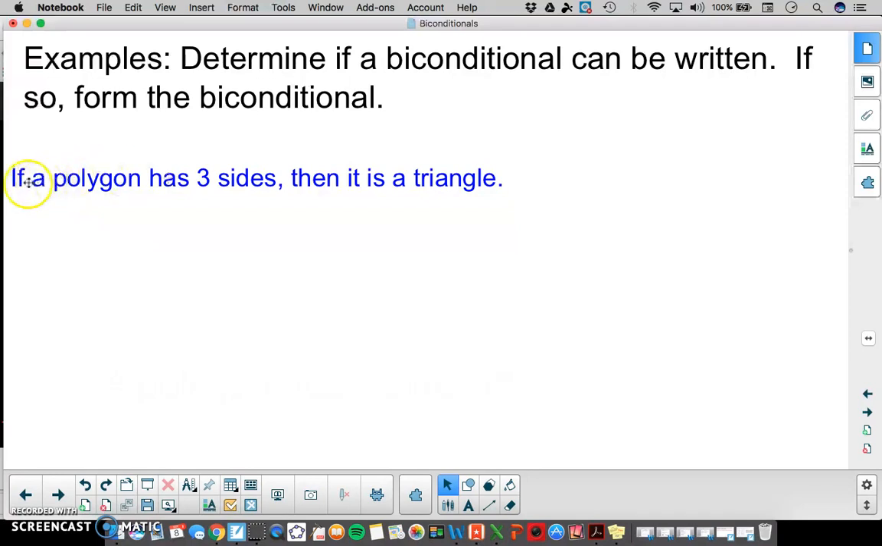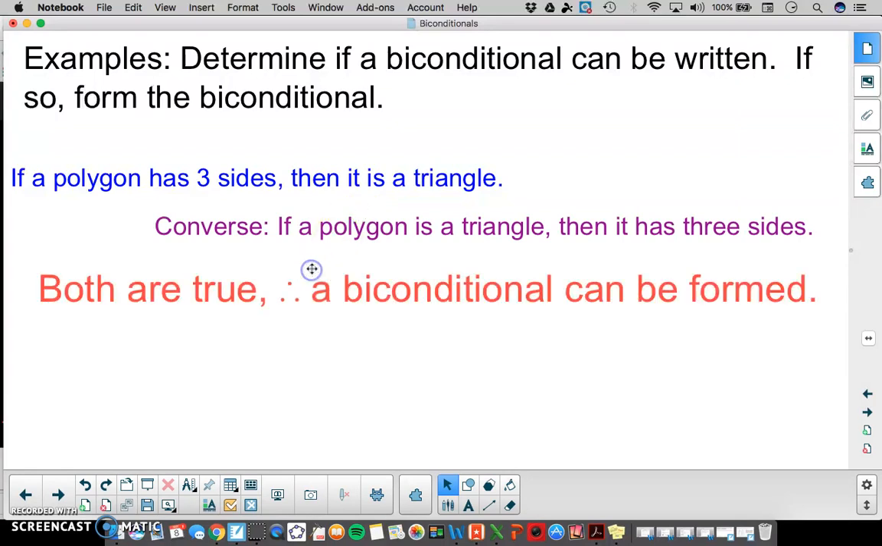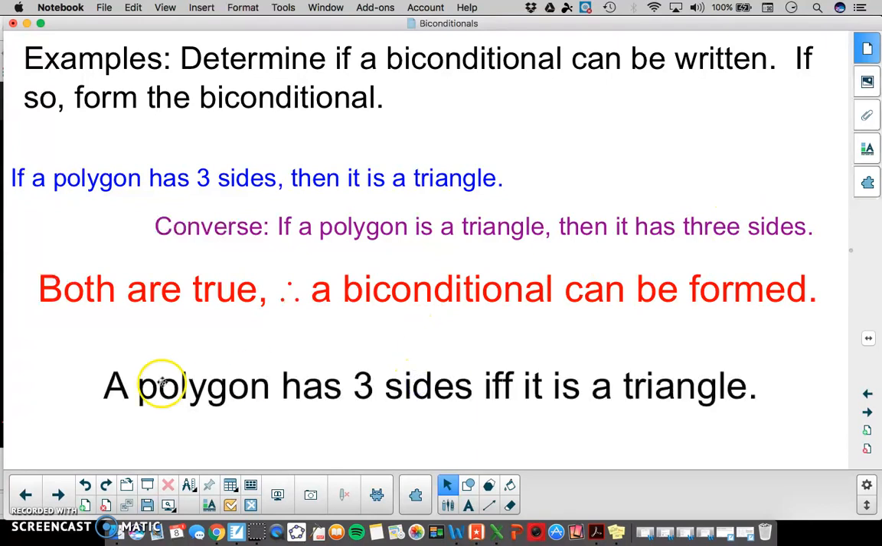So we have the statement, if a polygon has three sides, then it is a triangle. We have to consider both the conditional statement and its converse. Since both of these statements are true, a biconditional can be formed. We know a polygon with 3 sides is a triangle. So if that polygon's a triangle, it's going to have 3 sides. So to form that biconditional, we would have a polygon has 3 sides if and only if it is a triangle.